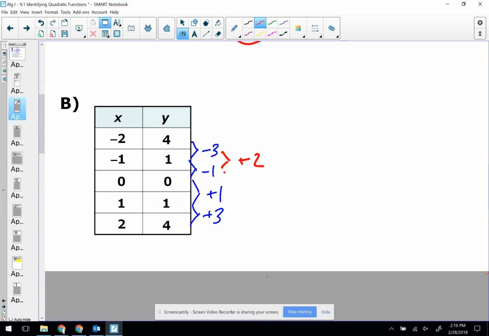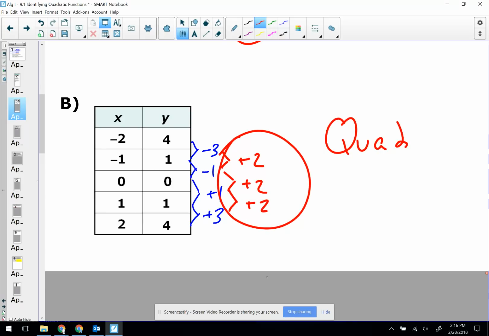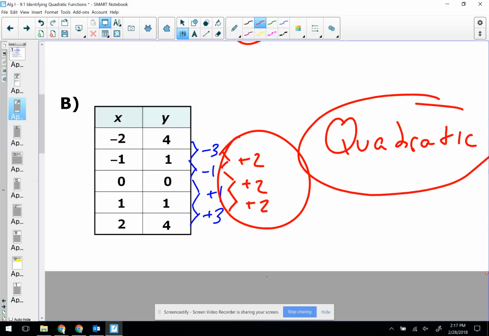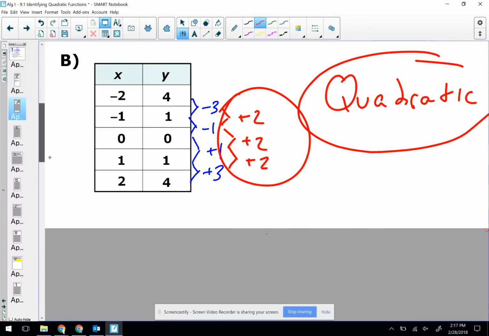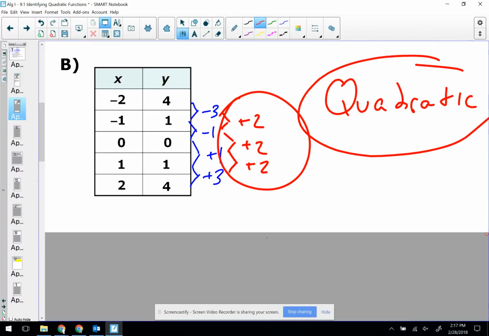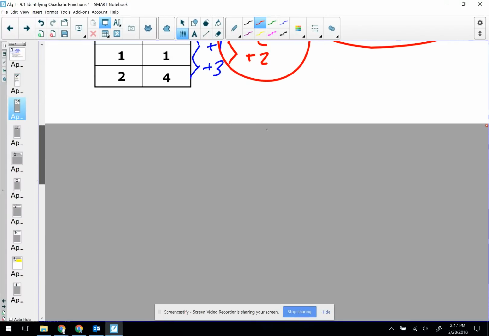Up 2, up 2, up 2. Hey, look at that. We can say it's quadratic. That's my answer. Yes, it is quadratic. Okay, the constant change, because it does say explain why. The constant change in my second differences is a 2. Try one more of those.